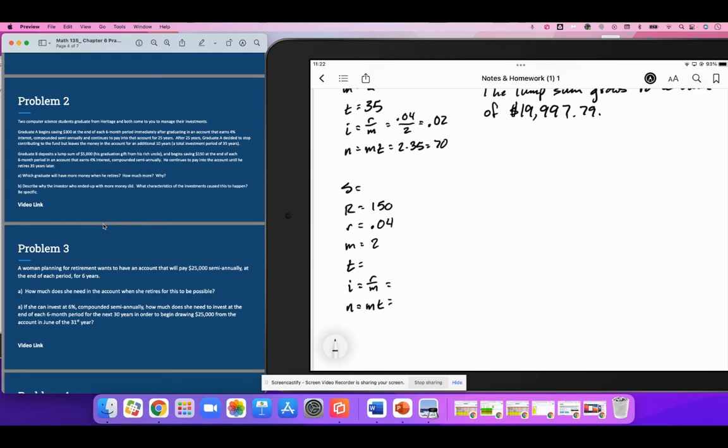And he is doing that for how long? He continues to pay into the account until he retires 35 years later, so that's 35 years. The R over M is 0.04 over 2, so 0.02, and MT is going to be 2 times 35, so 70. This is a future value of an annuity because the value is going up. So our formula looks like S equals R times 1 plus I to the power of n minus 1 over I.